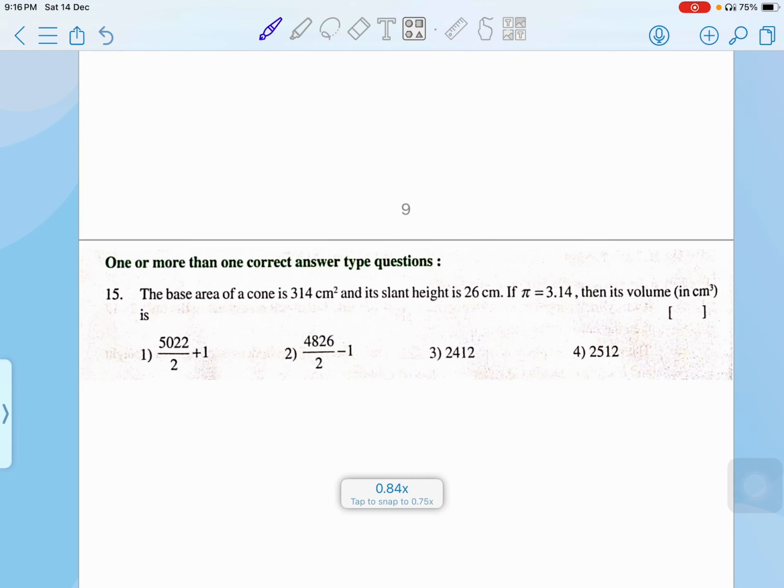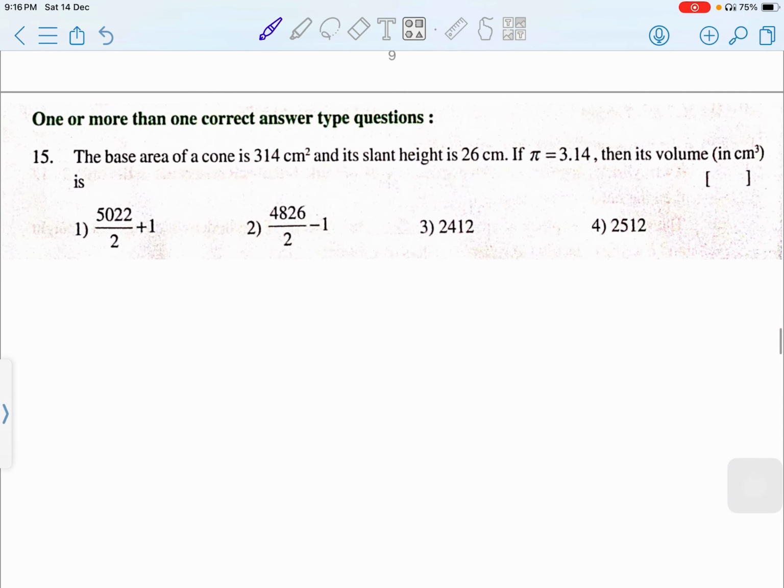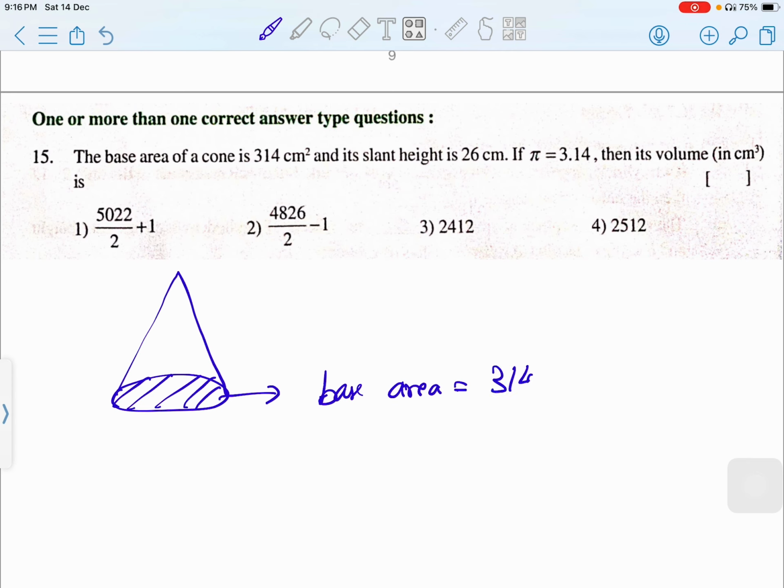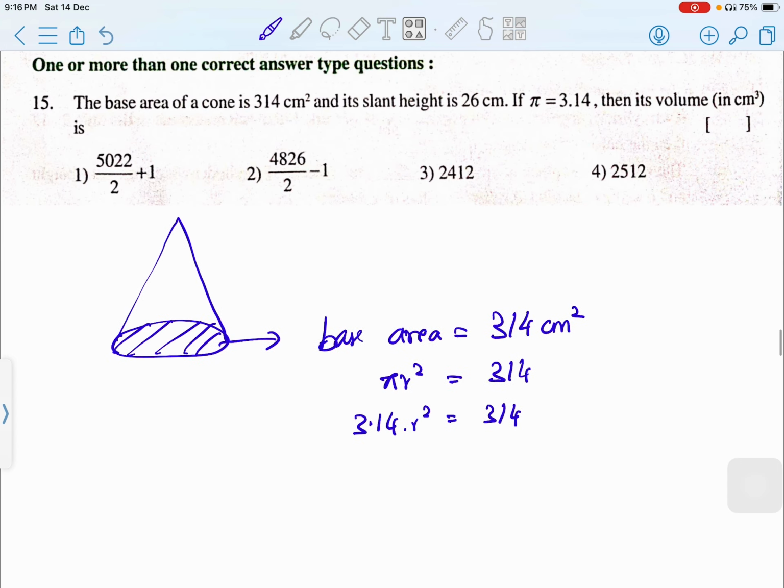So the 15th one, it's going to be one or more than one correct answer. The base area of a cone, the circular portion, is 314 centimeter square. Base area is pi r square equals 314. Pi they told to use 3.14, into r square will be 314. So r square will be 314 divided by 3.14. If you cancel, you will get 100. R equals 10, which means 10 centimeters.